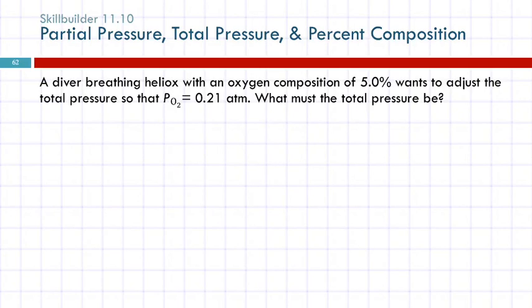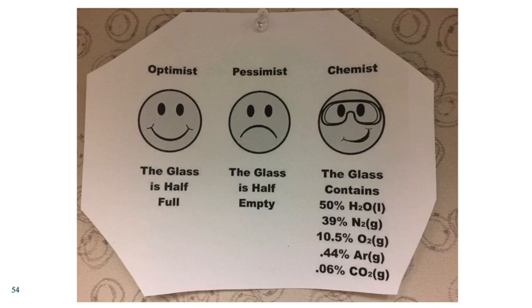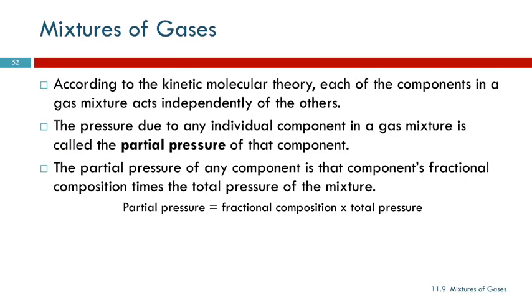So let's do a problem with this. A diver breathing heliox with an oxygen composition of 5% wants to adjust the total pressure so that the partial pressure of oxygen is 0.21 atmospheres, the ideal pressure. What must the total pressure be? Well, let's go back real quick to what we were talking about. The partial pressure of a component is equal to the fractional composition of that component times the total pressure.